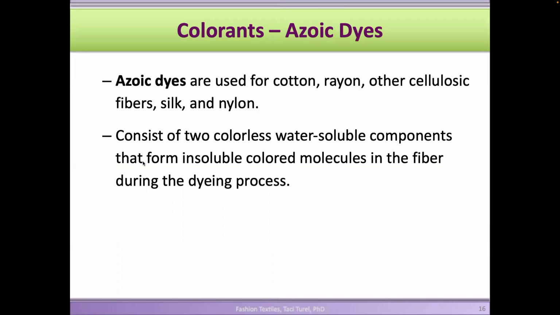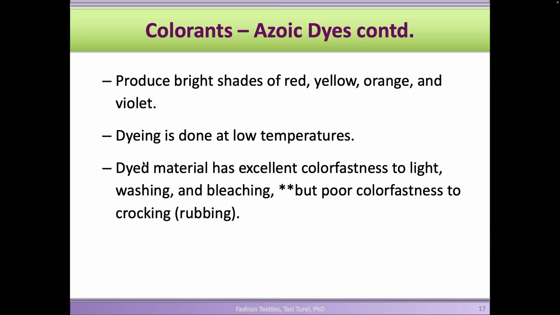There are azoic dyes. We use those for mostly cellulosic fibers and also silk and nylon. So cellulosic fibers include cotton, rayon, and so on. They do produce bright shades, and you can do the dyeing at low temperatures. So it's a chemical reaction, and you have to know what kind of temperature you have to use to dye a fabric. Certain fibers can be dyed at lower temperatures. Certain fibers require a lot higher temperatures to pick up the dye. So with azoic dyes, you can do it at low temperatures.